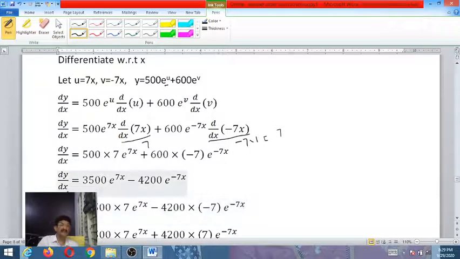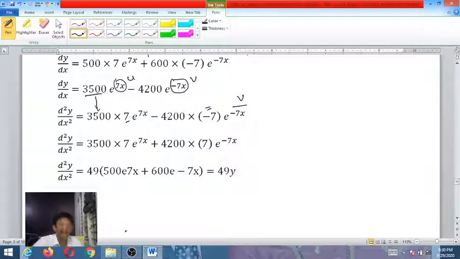Again differentiate. What happens to dy by dx? D square y by dx square. Again the same thing. This is u. This is v. This is a constant. Keep as it is. E power u, e power 7x into derivative of u is 7. E power v, e power v into derivative of minus 7x is minus 7. So multiply this minus and minus. That becomes plus. It's a very simple one.